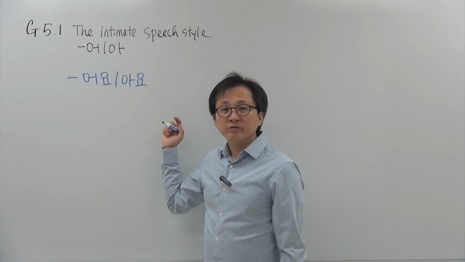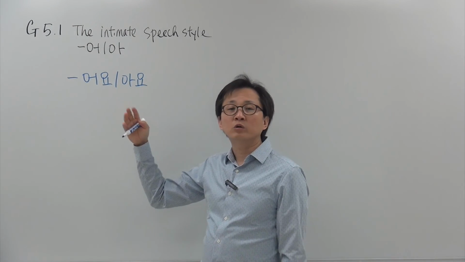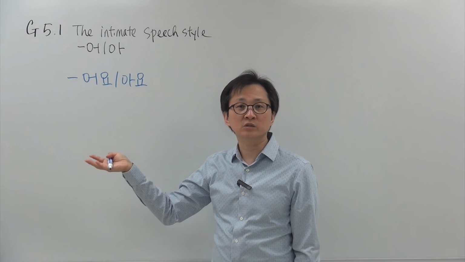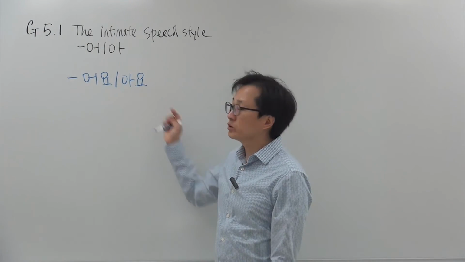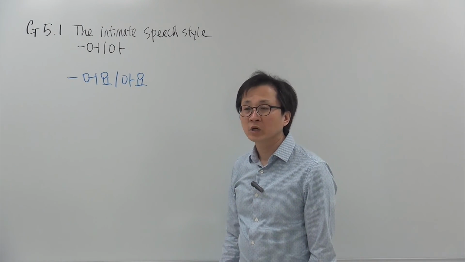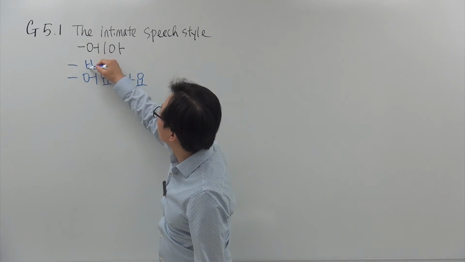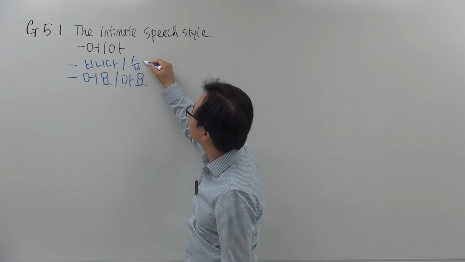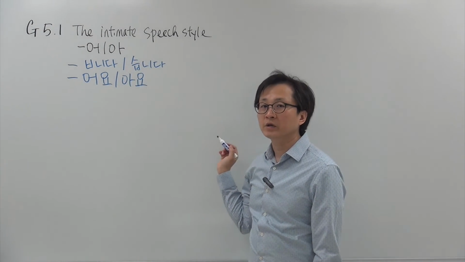어요, 아요 is an honorific style. So when you talk to a person who is older than you are, or someone who is in higher social status, or someone you don't know really well, then we use 어요, 아요 style. And we also learned this 읍니다 and 씁니다 style, which is a very formal style, right?